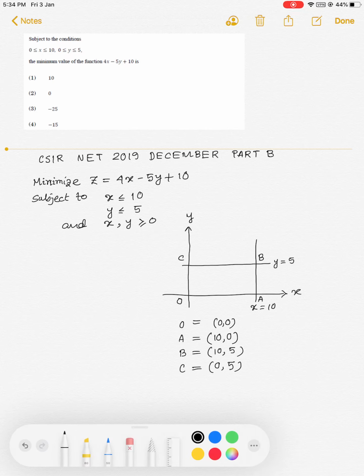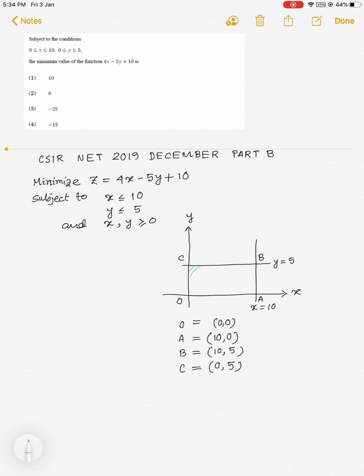And here the feasible region is denoted by this region, since the constraints are given x lesser equal to 10, that is this line x is equal to 10, and lesser equal to 10 means the left side, and y lesser equal to 5 means the feasible region is from below the line y is equal to 5, and the non-negativity condition. Now we calculate the value of z at each extremum point.